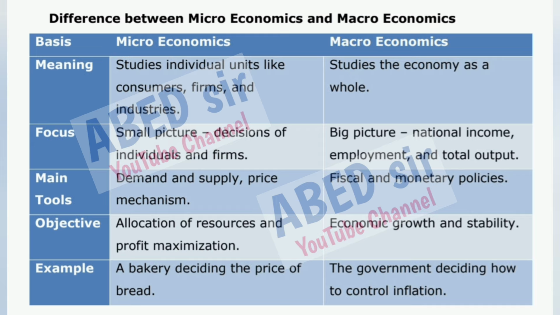Main tools: demand and supply, price mechanism. Fiscal and monetary policies. Objective: allocation of resources and profit maximization. Economic growth and stability. Example: a bakery deciding the price of bread. The government deciding how to control inflation.